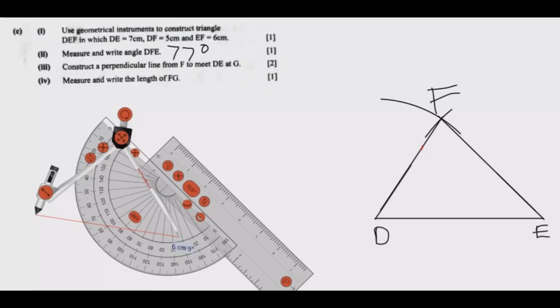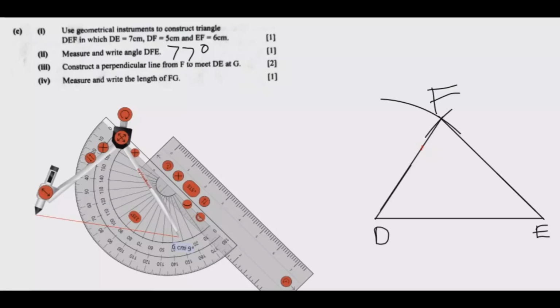Now we go to question number 3, which is: construct a perpendicular line from F to meet DE at G. So the line that we're going to draw will meet this line here, down here. This line here is the one that is going to be made. So let's start constructing.